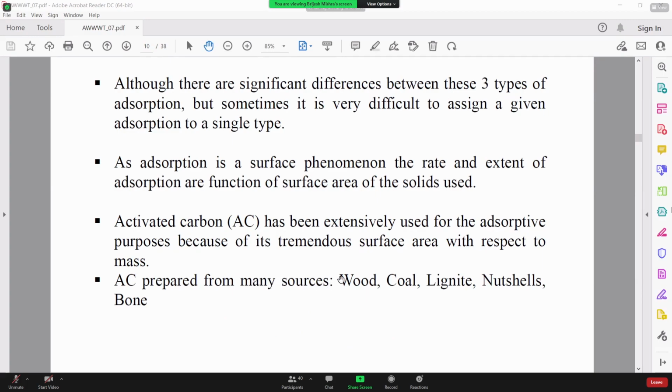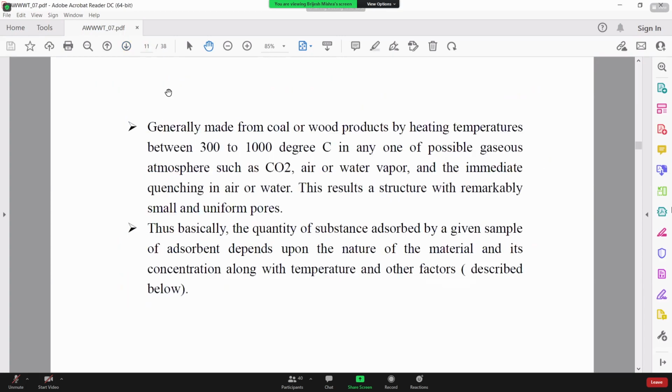AC is prepared from many sources: wood, coal, lignite, nutshell, bone. A lot of people prepare this using a lot of materials. Sometimes people develop activated carbon using leaves, sometimes from some other material. Now, it is generally made from coal or wood product by heating at a temperature between 300 to 1000 degrees centigrade in any of the possible gas atmospheres such as CO2, air or water vapor, and immediate quenching in air and water.